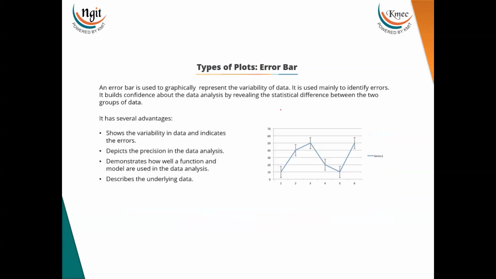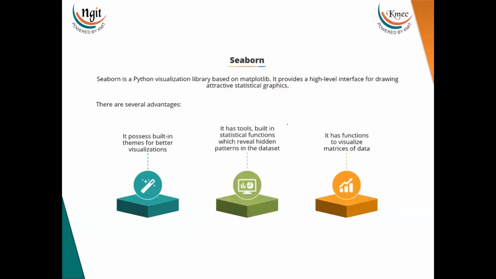Another one is the error bar. An error bar is used to graphically represent the variability of data. It is used mainly to identify the errors. The advantages are that it shows the variability in data and indicates the errors. When you take any two variables, it shows the variability. And it demonstrates how well a function and model are used in the data analysis, and it also describes the underlying data. So if you want to know what type of errors or how many errors are there in your particular application, we can use this error bar to display the errors.